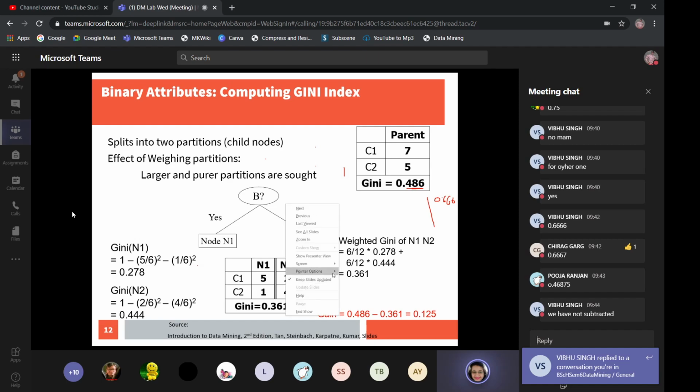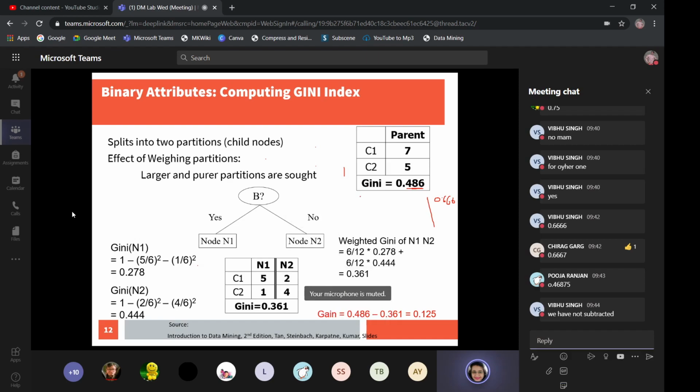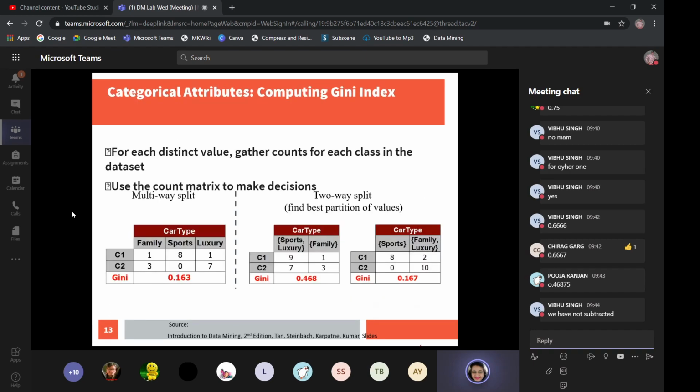Basically, we have to subtract this information again. You had 0.486 minus the gain you got from here, and this should give you a better gain, this split that we have caused. But either I took the question wrong or it should not be 0.6. Okay, let's take some other example.